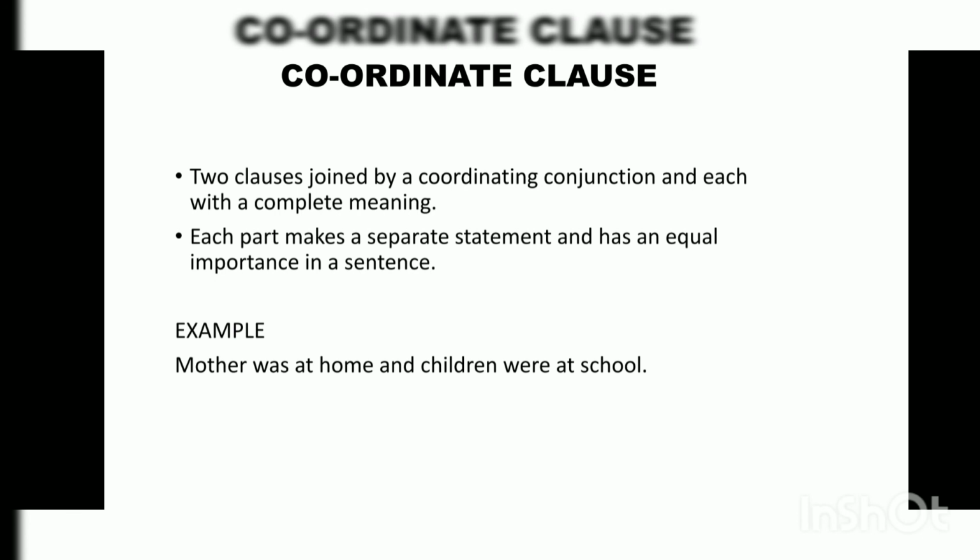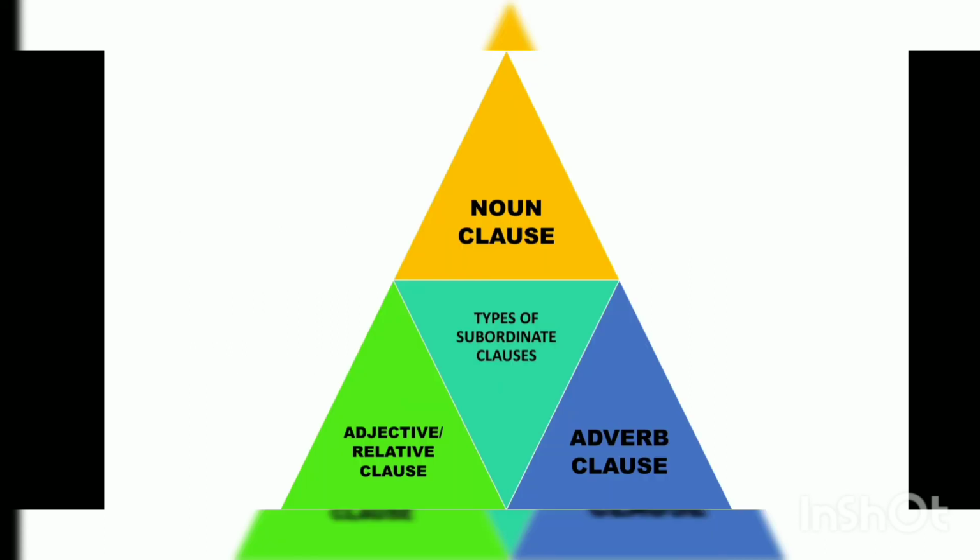It becomes a coordinate clause. So with this, I hope you understand all three kinds of clauses, because now we will move ahead to types of subordinate clause. Now there are three types: noun clause, adverb clause and adjective clause. And we will read each type in detail but in the next class.